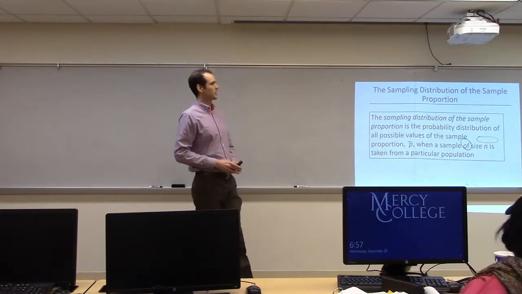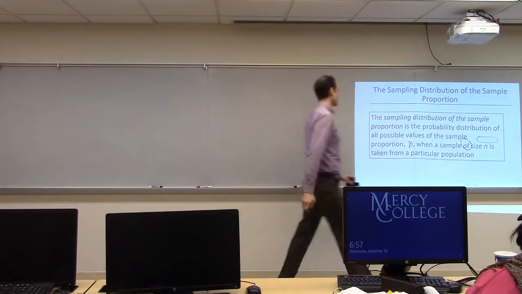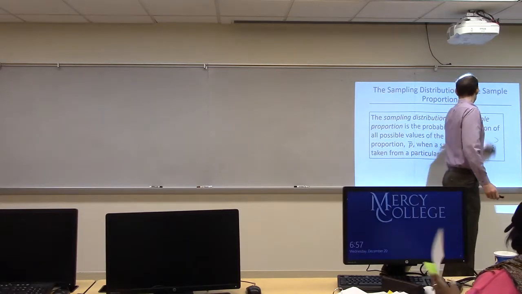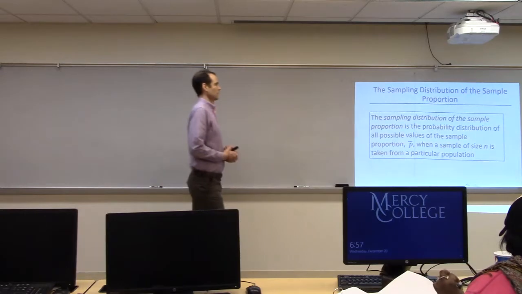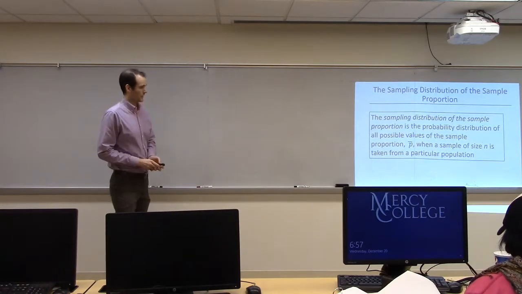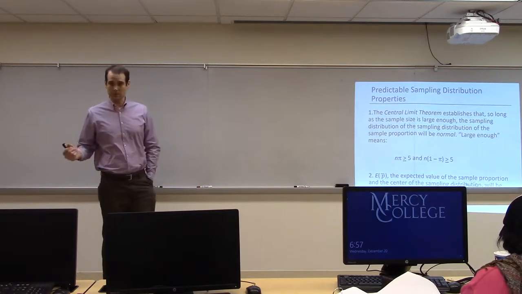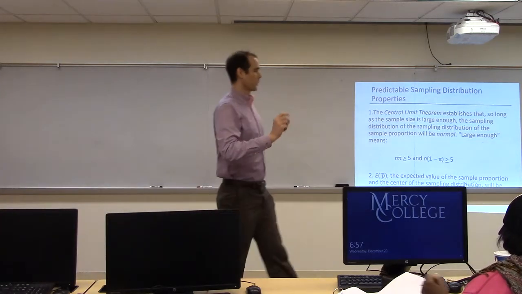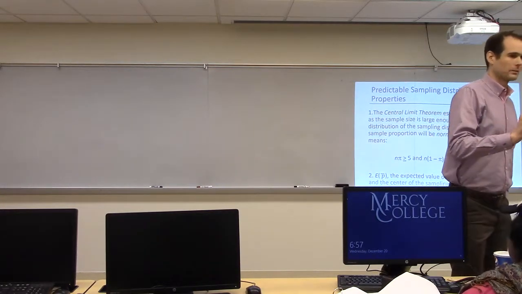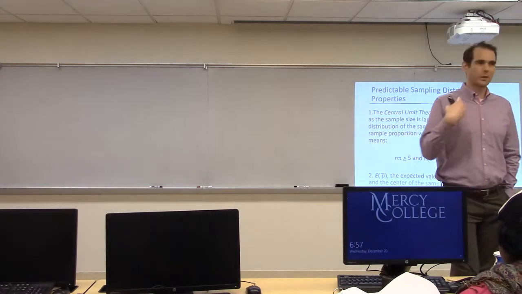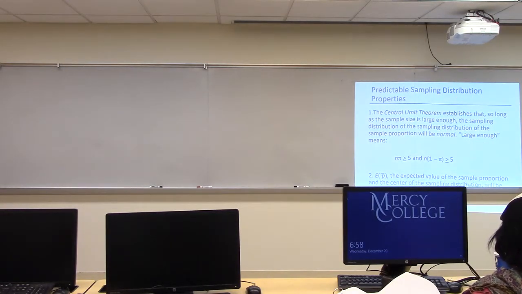So, this sampling distribution of the sample proportion, it is a probability distribution of all possible values of the sample proportion. Let's learn a little bit more about this. Based on the central limit theorem, as Tay reminded us, with large enough sample sizes, this frequency distribution is normal. And if it is normal, then we can predict how confident we are that our sample proportion is accurate.